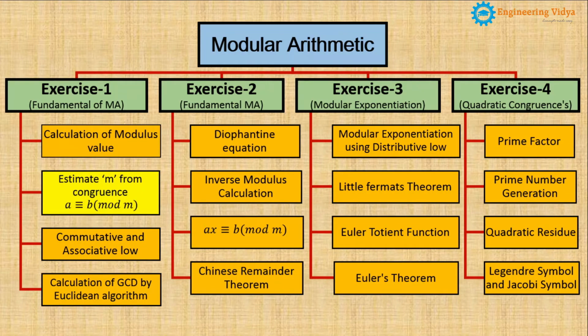Hello everyone, welcome to this lecture. In this lecture we'll solve the type number 2 problem of exercise 1. Since in type number 1 we had already seen how to estimate the modulus value, in type number 2 we'll solve the equation of the format a congruent to b mod m, where a and b will be given and we have to estimate the value of m.